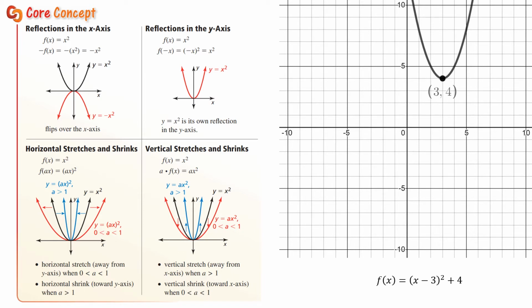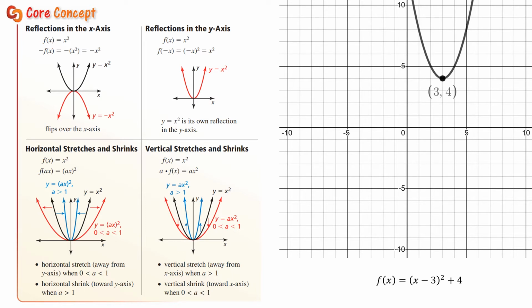It's more difficult to tell that this is a reflection in the y-axis because of the axis of symmetry. The pieces that are on the left translate over to the right and vice versa. It's difficult to see that, and that's why in just a moment I'm going to work on this graph that you see over on the right.